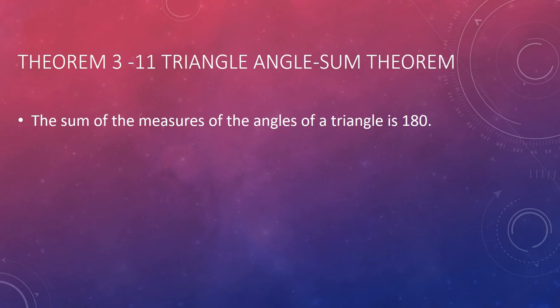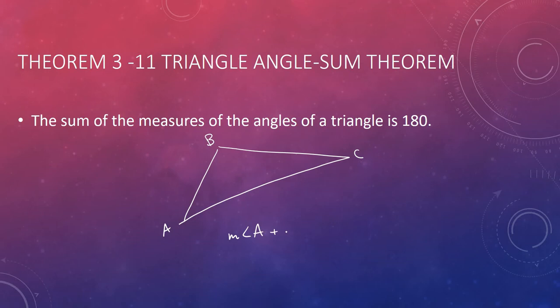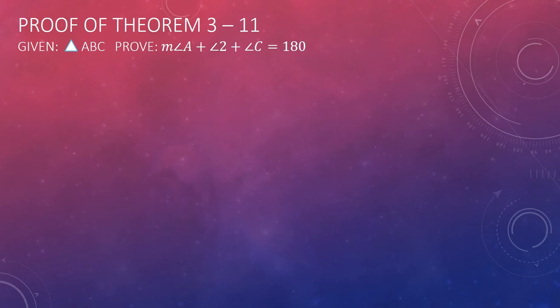Theorem 3-11, triangle angle sum theorem. The sum of the measures of the angles of a triangle is 180 degrees. So if I have any triangle and I have angle A, B, and C, the measure of angle A plus the measure of angle B plus the measure of angle C equals 180 degrees. So we're going to take a minute and prove that.